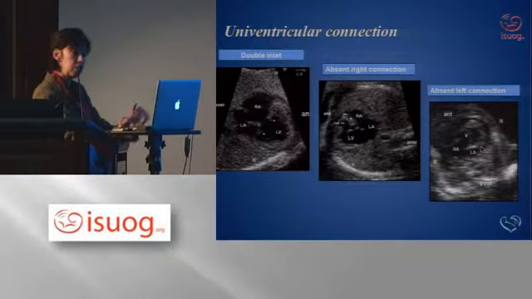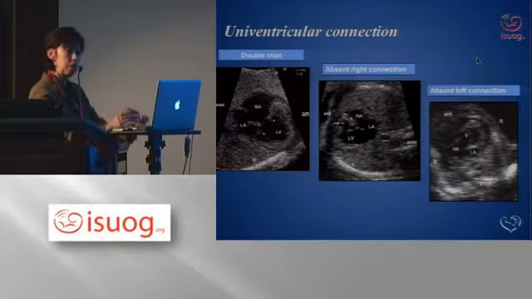Absent left connection in situs solitus is mitral atresia. Absent right connection in situs solitus is tricuspid atresia. But remember, we don't have to have situs solitus to have these absent connections. You could have situs inversus with connection, and then it's when things start getting complicated.